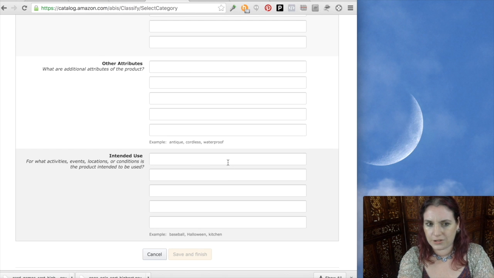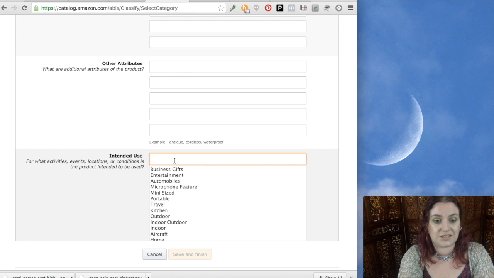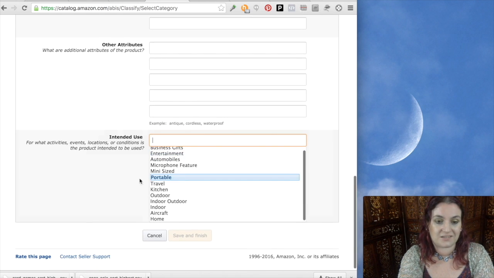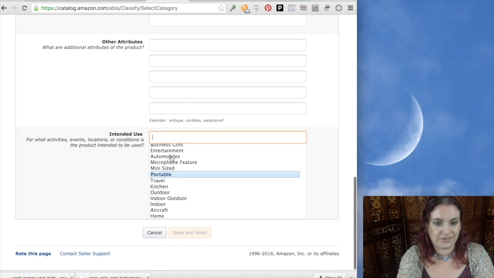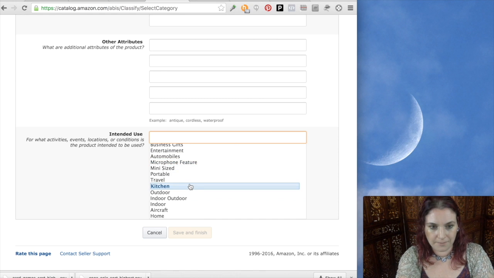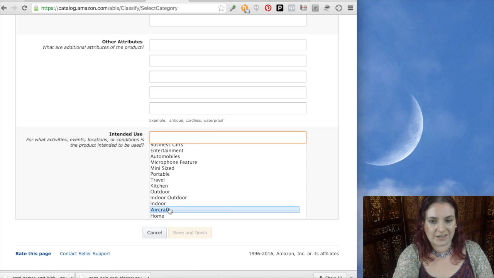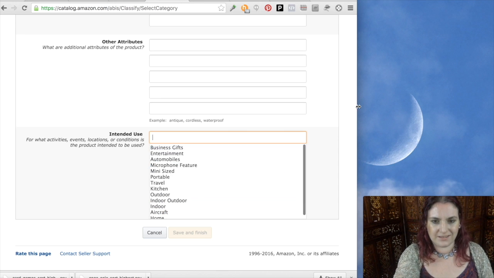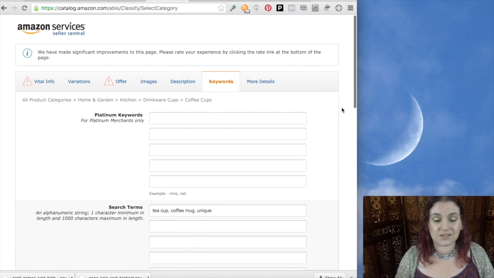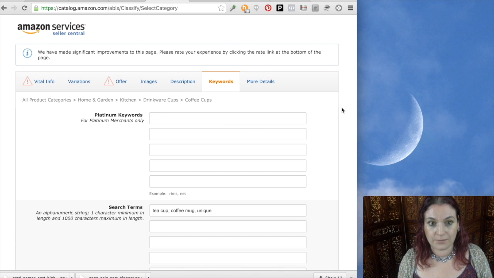So you can do with that what you want. And then intended use is fairly easy. You can just go in here and say, okay, use the suggestions it gives you. Indoor, outdoor, home, kitchen, parties, dinner. All of those kind of words are pretty useful. They're aircraft. You can use it on an aircraft. Kind of random. And that's where you fill in all your keywords.